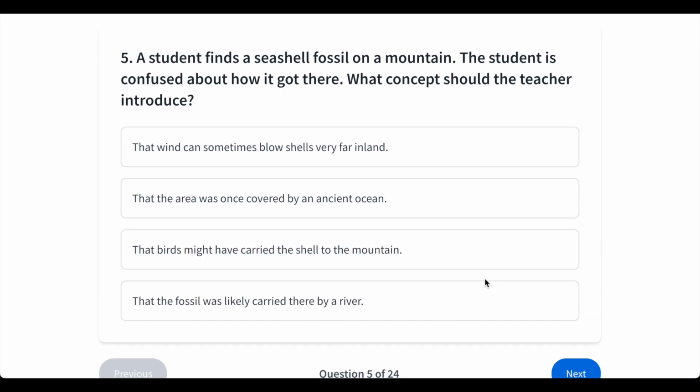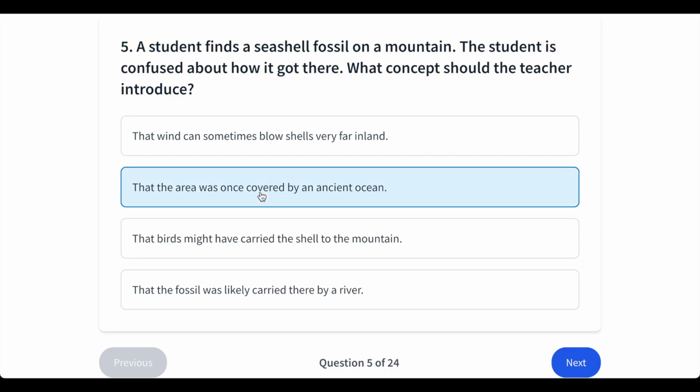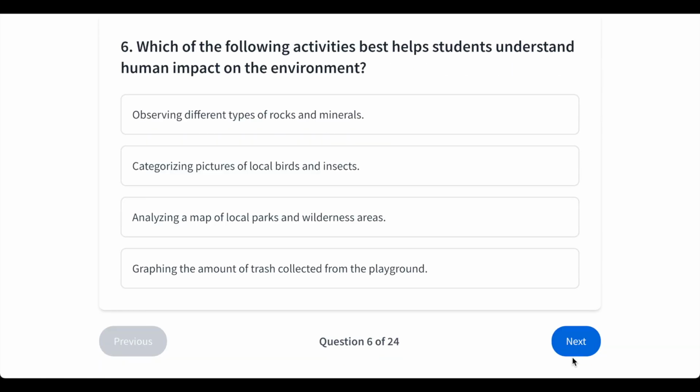All right, moving on to question number 5. This one asks, a student finds a seashell fossil on a mountain. The student is confused about how it got there. What concept should the teacher introduce? I'm going to go with answer option B as being the best answer option because it introduces the geological concept of uplift, explaining how land was once underwater and became a mountain over millions of years, that the area was once covered by an ancient ocean.